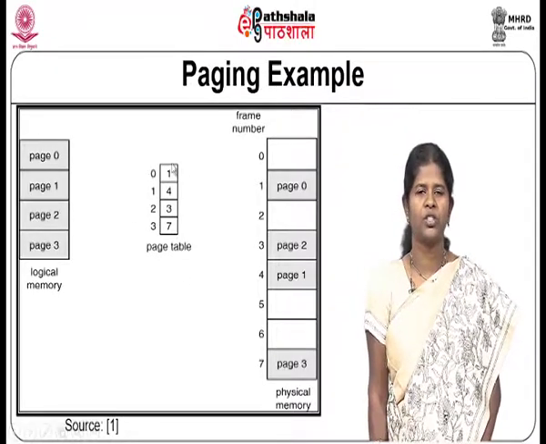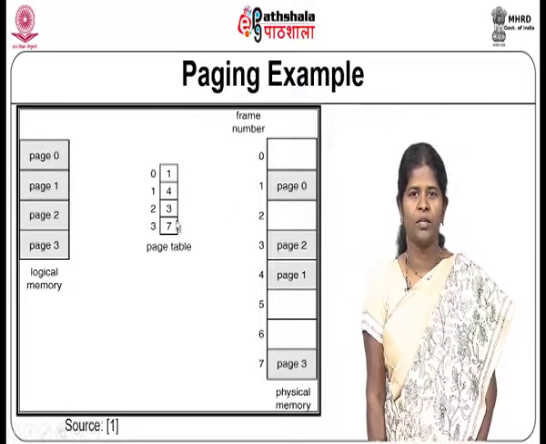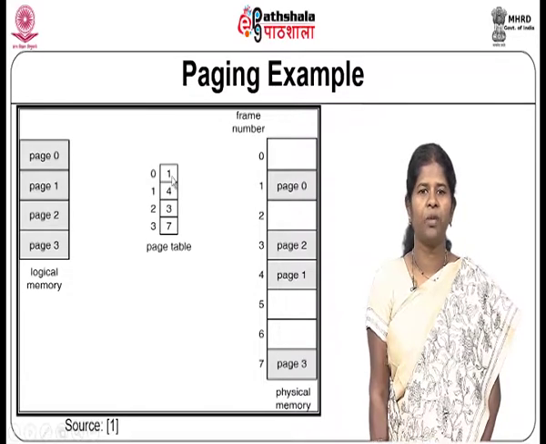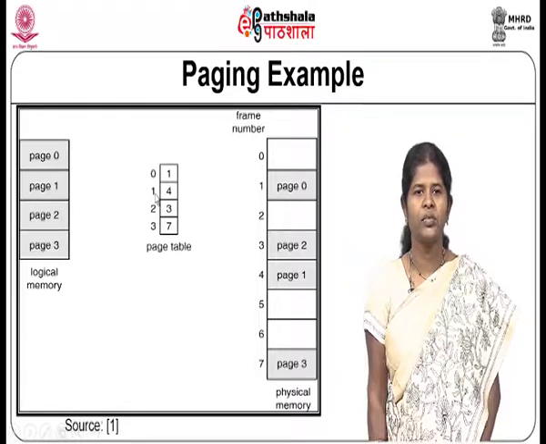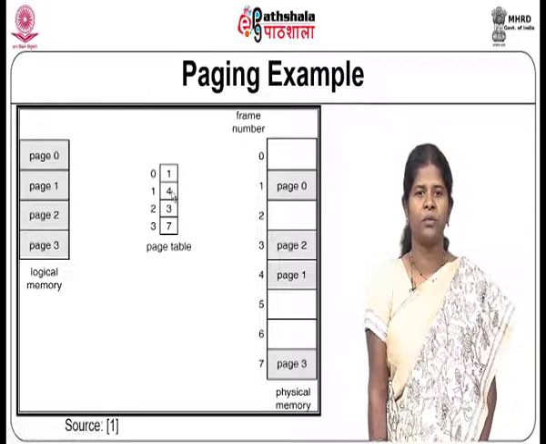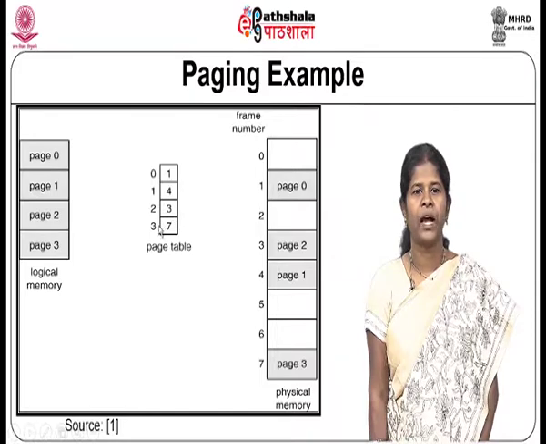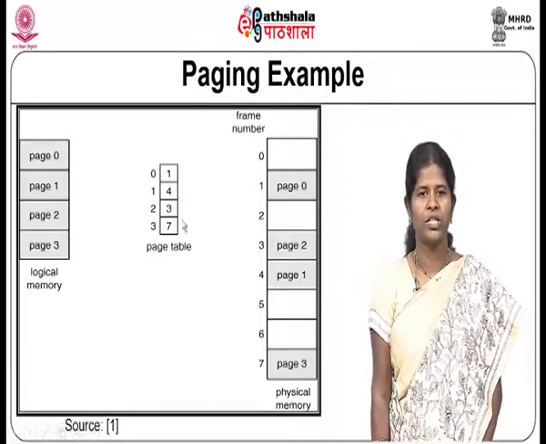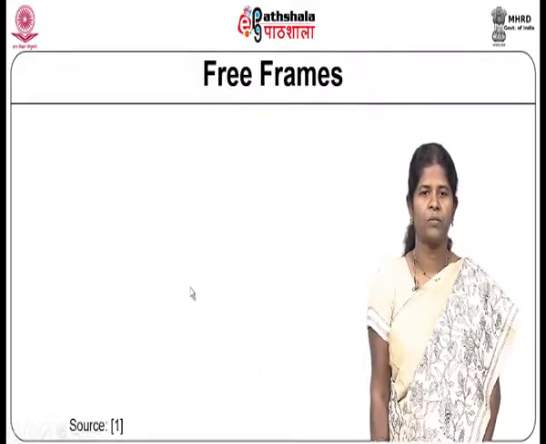Here a page table is shown in which we remember where in the physical memory the page has been put. So, page 0 has been put in physical frame number 1, that is entered in the page table. Similarly, page 1 is put in frame number 4, that is also entered in the page table. Very similarly for page 2, which is in frame number 3, and page 3 which is in frame number 7. So, from the page table we can understand where in the physical memory the page has been put.